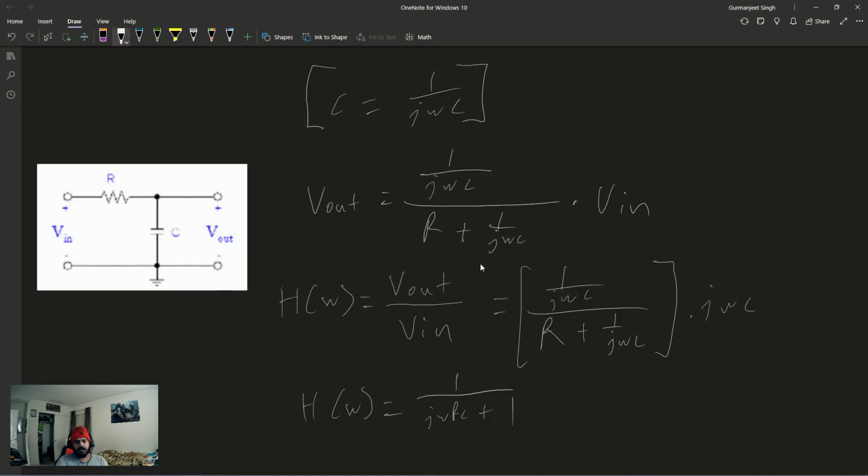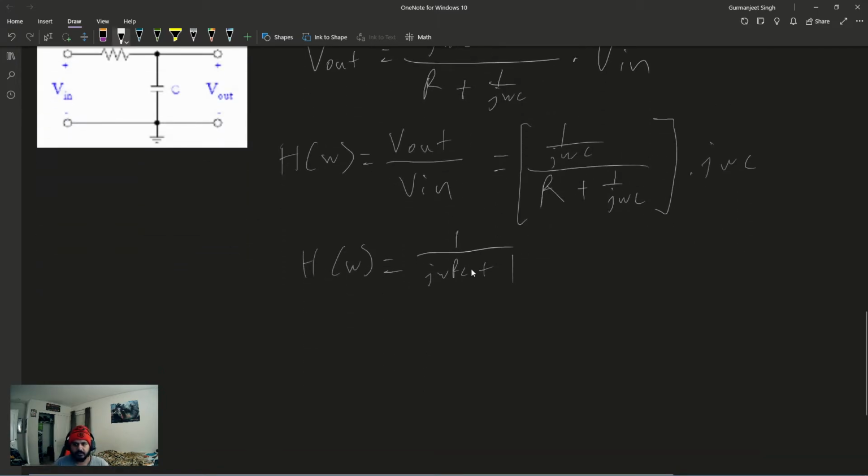Now, if you've looked at transfer functions, or if your professor chooses to do it this way, you would also see an H of s. So s essentially is just another way of saying j omega. So s is basically equivalent to the imaginary omega. So we can essentially just change this to 1 over sRC plus 1. This is essentially the same thing as the one above.